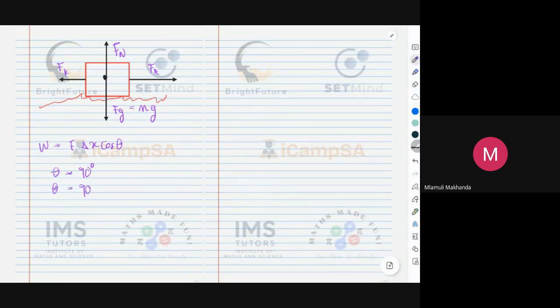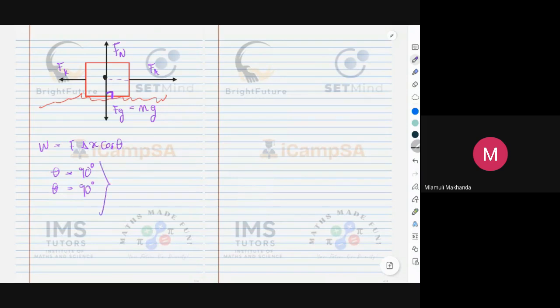Where is this 90 coming from? Look. So let me extend just a bit here. If you can see this surface here and this force, they are perpendicular to each other. This surface and the force, they are perpendicular to each other. Same applies to the normal force. Hence, we have our angles as 90 degrees, right?